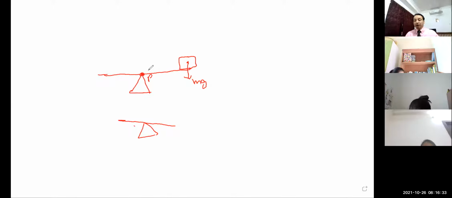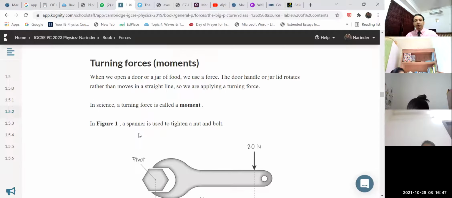So again, children, due to the effect of this weight, the effect of a force, the object rotates, and this turning effect of a force is called, again, what? This is called the moment. Moment of force has another name, and that is called torque, children. Torque.